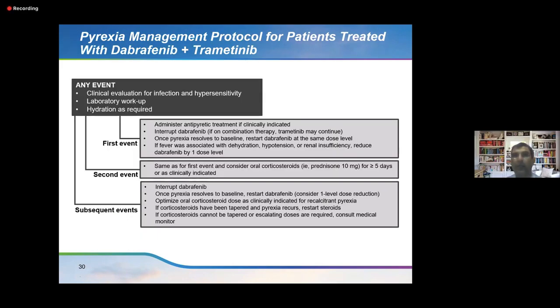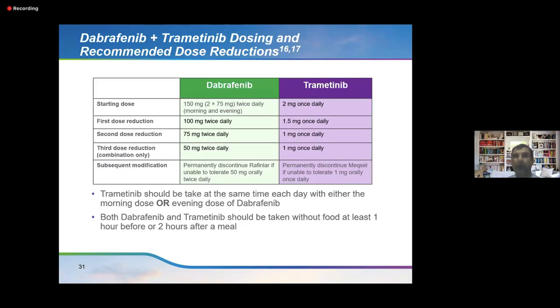So very, very important. First event, if it is there, you administer antipyretic treatment and you interrupt dabrafenib. If the fever was associated with dehydration or hypotension, then you decrease the dose of dabrafenib. If it doesn't work, start steroids. For subsequent events, you decrease the dose of dabrafenib and trametinib.